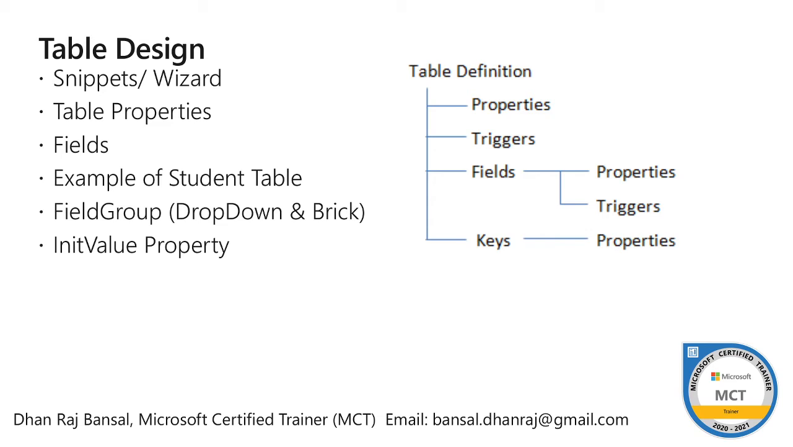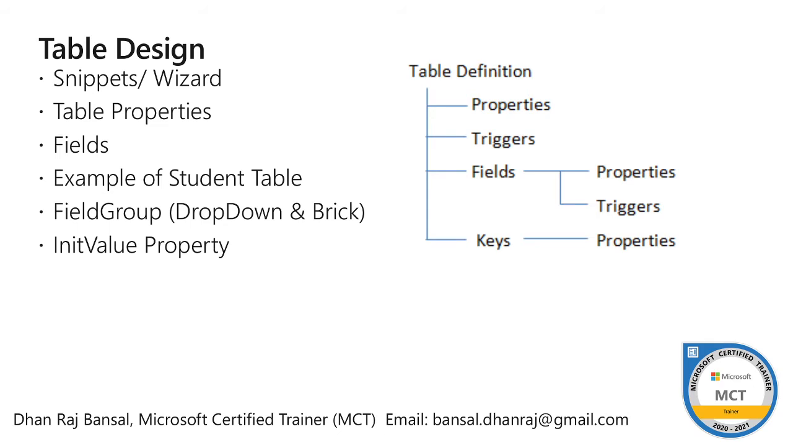Table properties, we will see it again. So the table definition consists of table level properties, then there are triggers. We saw that there are four triggers: on insert, on modify, on delete, and on rename. Properties, we saw caption, and we will see what other properties there are. Then fields, we saw registration number, first name, last name, etc. Fields also have properties and triggers. At the field level, we have on validate and on lookup triggers.